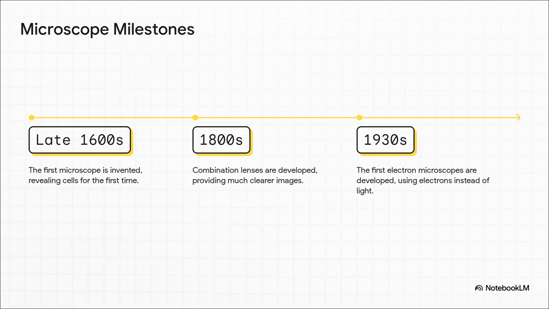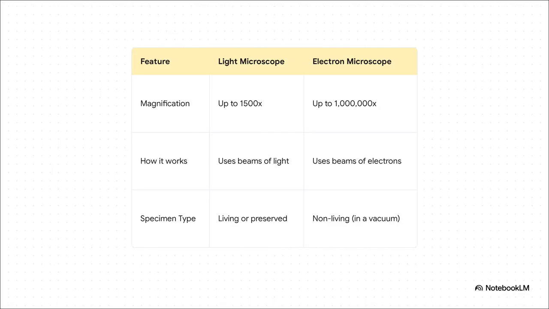But the true game changer? That came in the 1930s when scientists figured out how to use electrons instead of light. And that changed everything. What's so fascinating here is the trade-off you have to make. A light microscope, the kind you probably used in high school, can magnify things up to about 1,500 times, and this is key. It lets us look at living things.